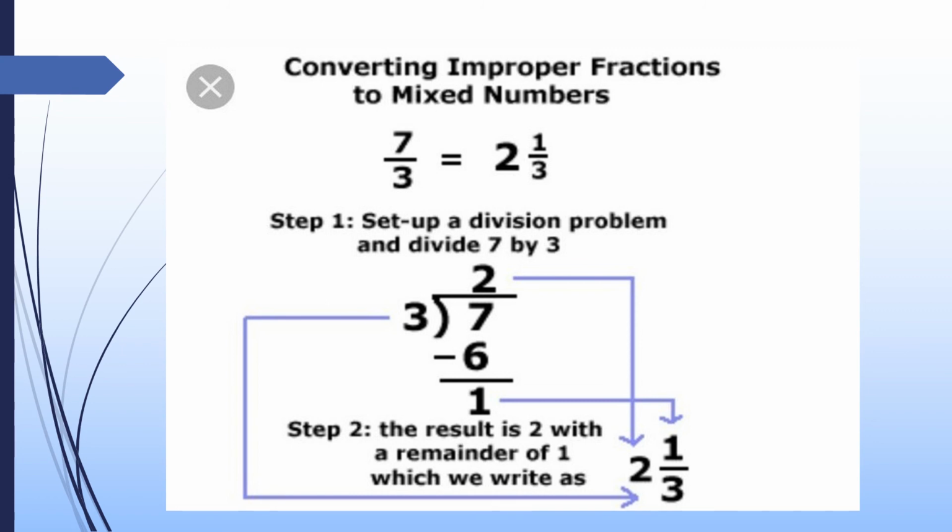The quotient is the whole part, the remainder is the numerator and the divisor is the denominator. The divisor will be same, or the numerator denominator will be same. There also you can see 7 by 3. Here also 2 1 by 3. The denominator doesn't change.